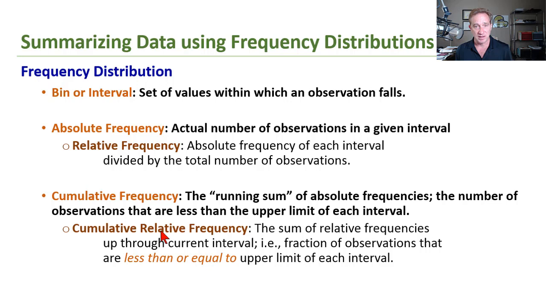So then we'll go and apply some terminology here. We've already said that the bin or interval is a set of values within which an observation falls. We have the absolute frequency. That's just the actual number of observations in a given interval. And then notice relative frequency just is the absolute frequency of each interval divided by the total number of observations. And then we have the cumulative, which is really just a running total of the absolute, both in terms of raw numbers, frequency, and in terms of the relative numbers. So we also have a cumulative frequency and a cumulative relative frequency, although it's probably just easier to observe these.